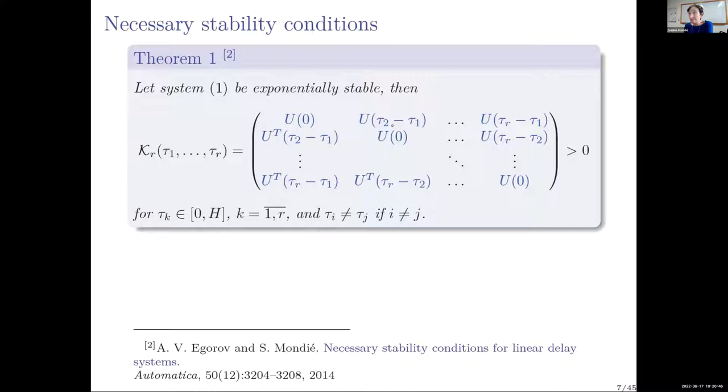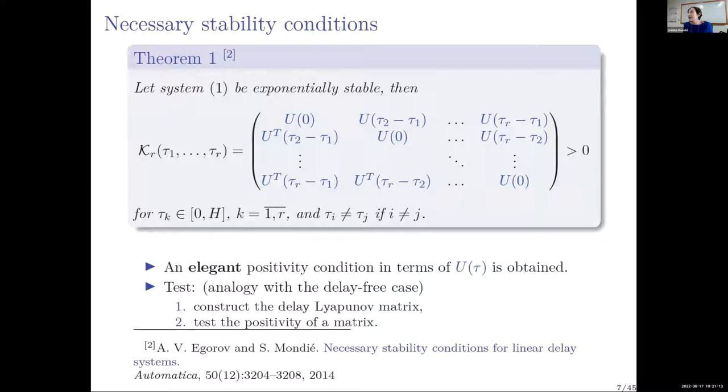Well, this is the necessity condition for stability of the delay free. And here the taus are delays on the interval between zero and the delay. Okay, I consider that this condition is elegant, okay? And it's in terms of the Lyapunov matrix of the system. And for the test, we have an analogy to the delay-free case: we can construct this delay Lyapunov matrix, and we can test the positivity of this array.